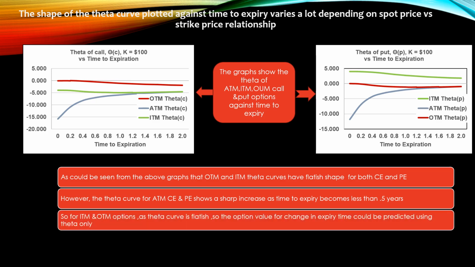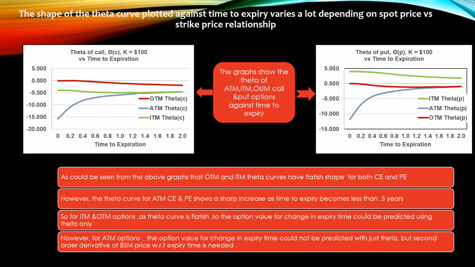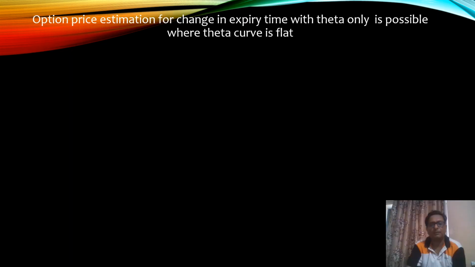So for in the money and out of the money options, as the theta curve is flattish, the option value for a change in expiry time could be predicted using theta only. However, for at the money options, the option value for a change in expiry time could not be predicted with just theta, but the second order derivative of the Black-Scholes price with respect to expiry time is needed. Option price estimation for change in expiry time with theta only is possible where the theta curve is flat.